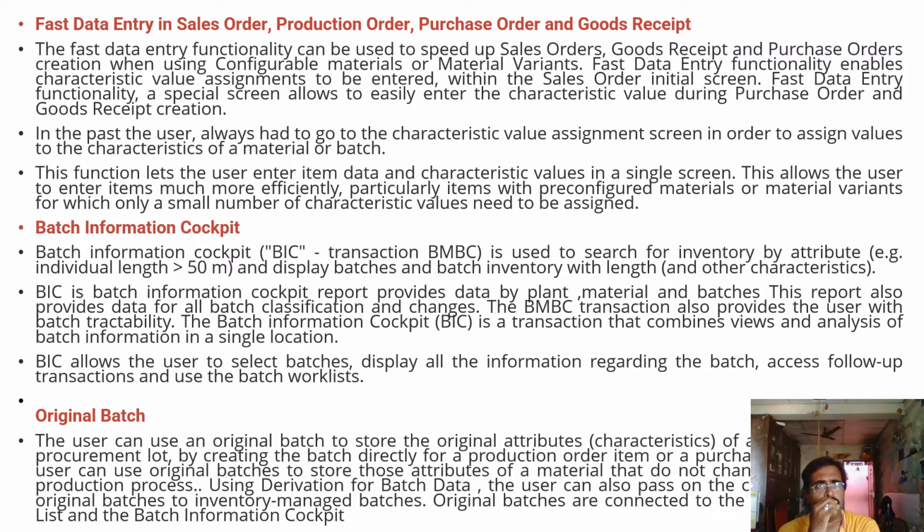Okay. In the past, the user always had to go to the characteristic value assignment screen in order to assign values to the characteristics of the material or the batch. This function lets the user enter the item data and characteristic values in a single screen. This allows the user to enter items much more efficiently, particularly items with pre-configured materials or material variants for which only a small number of characteristic values need to be assigned.